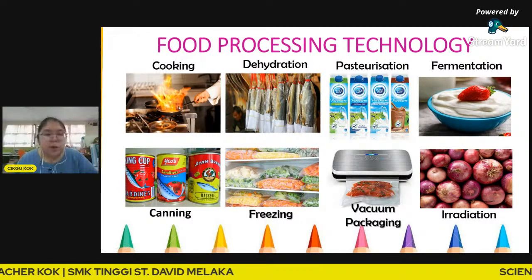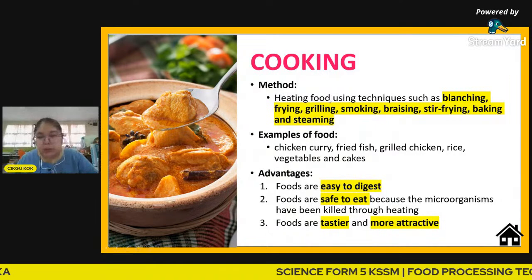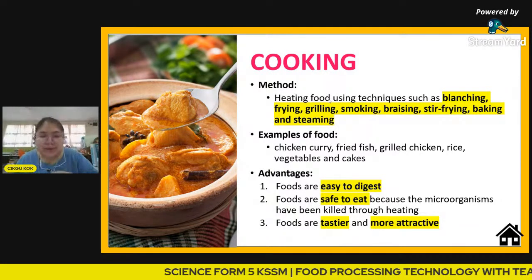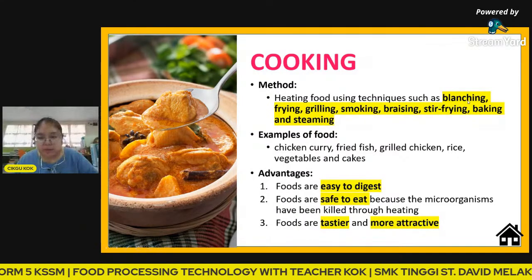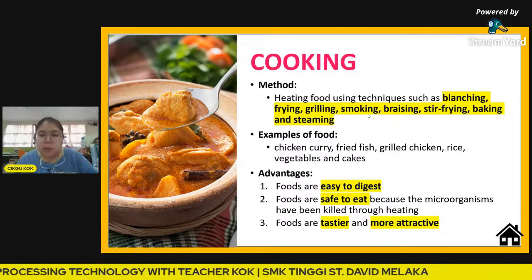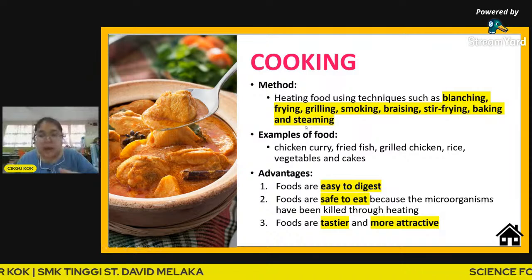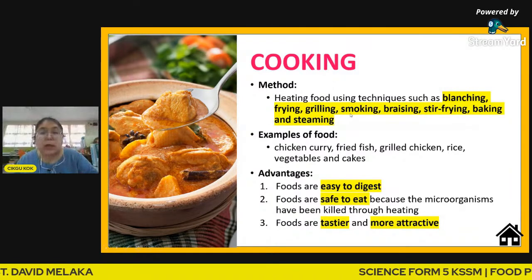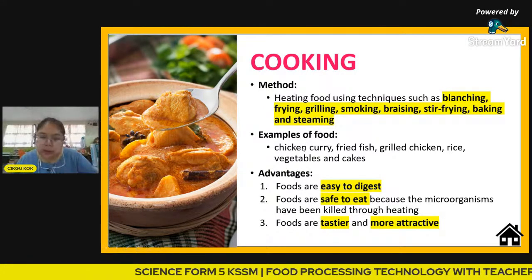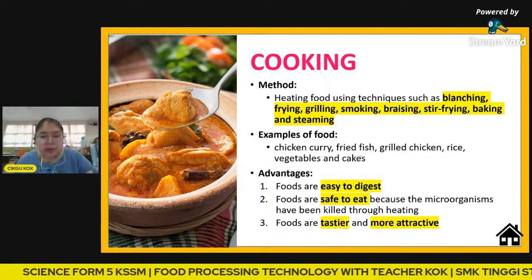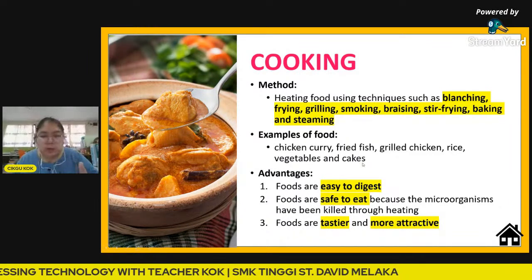Okay, let's see the first one, cooking. Let's see the method for cooking. I think everybody knows what cooking is. For cooking, they heat the food using techniques such as braising, frying, grilling, smoking, baking and also steaming. So this is a type of cooking. Example food: normally the food you eat in a restaurant or at home, chicken curry, fried fish, grilled chicken, rice, veggies, and cakes. These all use cooking.